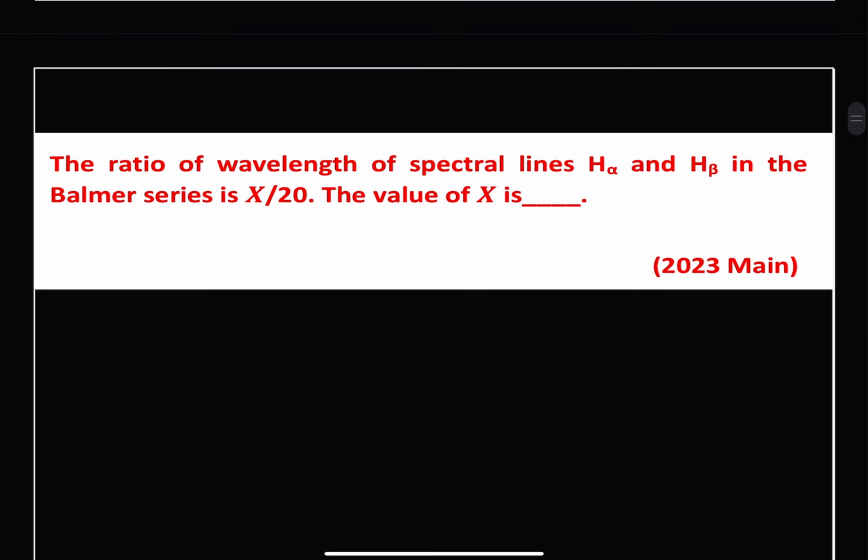It states that the ratio of the wavelength of spectral lines H alpha, H beta in the Balmer series is x by 20. The value of x is. So we are given the ratio of H alpha and H beta, and that ratio is equal to x by 20. From there we are going to find out our value of x.